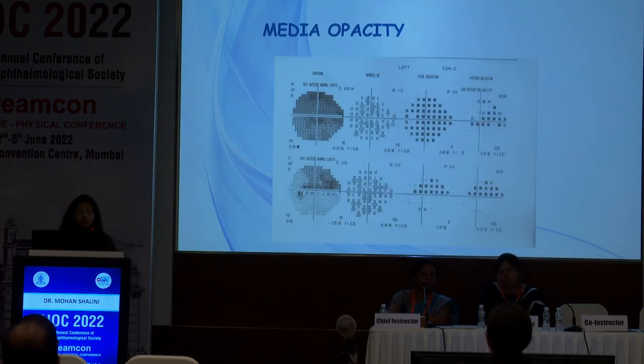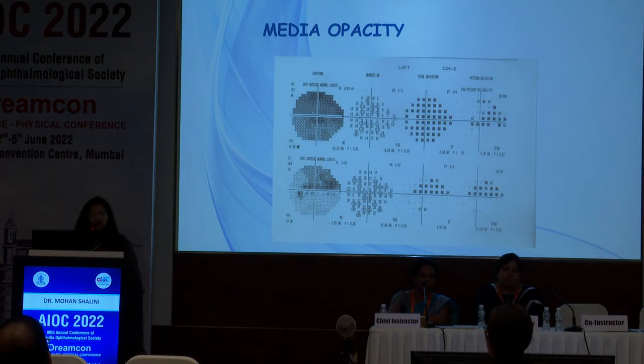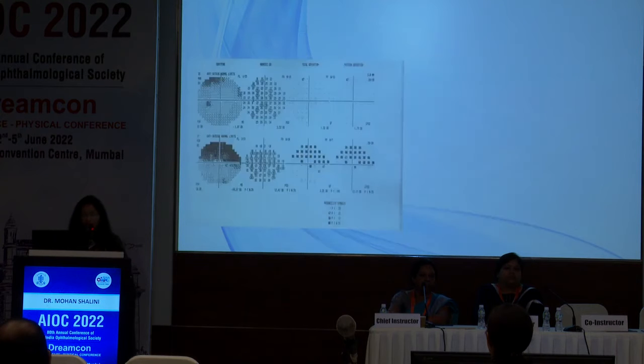Now coming to another very important thing, media opacities, like cataract, as I said. Once you remove the cataract after surgery, you can see there is improvement in the visual field. Here, it was with cataract. You can see the total deviation plot, which is completely blind. And here you can see the total deviation plot has improved after cataract surgery. So again, that means you need to re-establish the baseline visual fields for this particular patient to assess the progression.